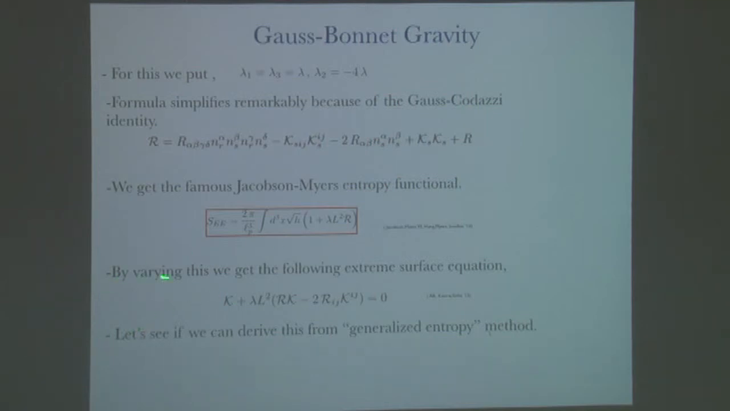So, we get this full extremal surface equation just by directly extremizing this functional. The first two terms come from the variation of the h, and the second term comes from the variation of the R, up to some total derivative term, which we can always throw away by adding a Gibbons-Hawking term to this area functional. So, let us see whether we can reproduce these from the generalized entropy method.